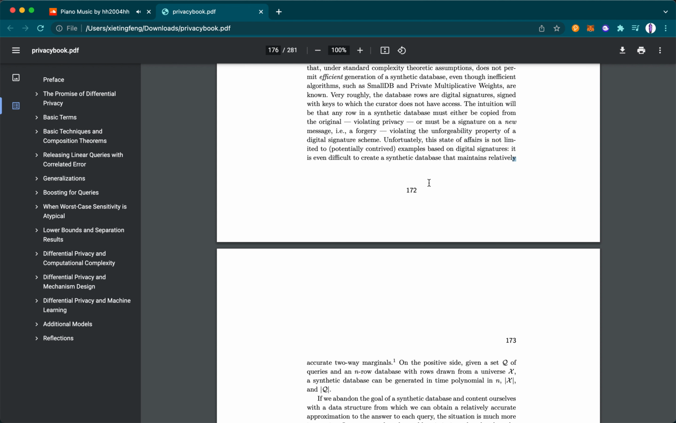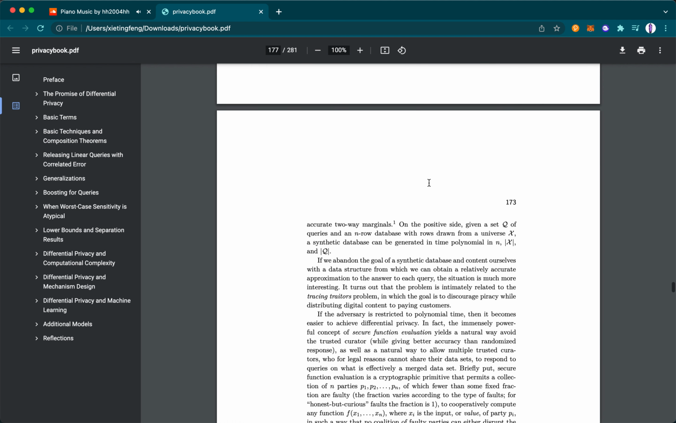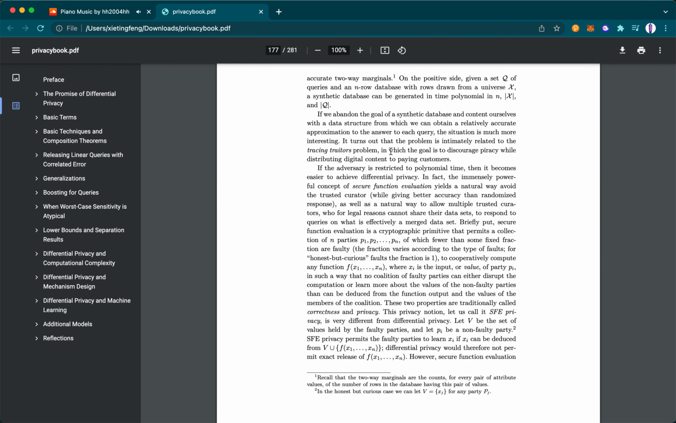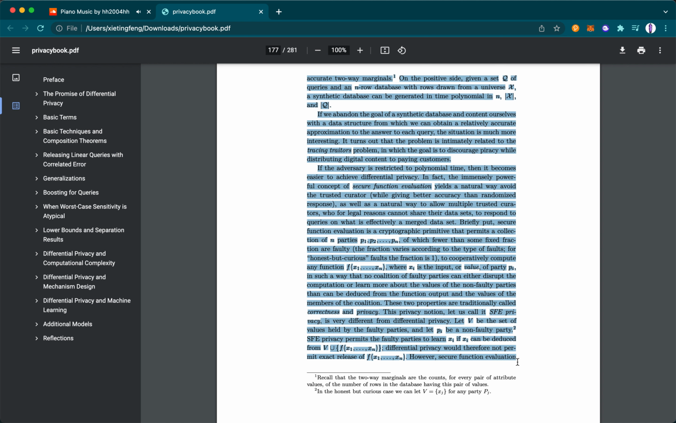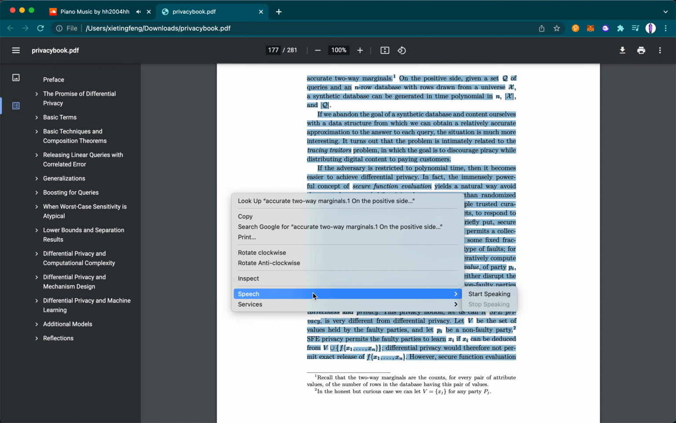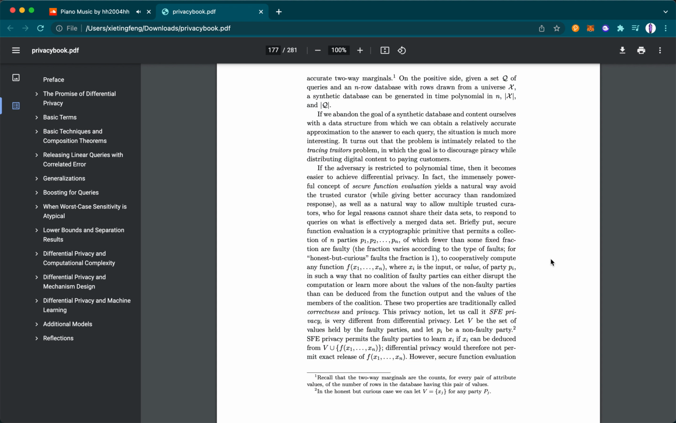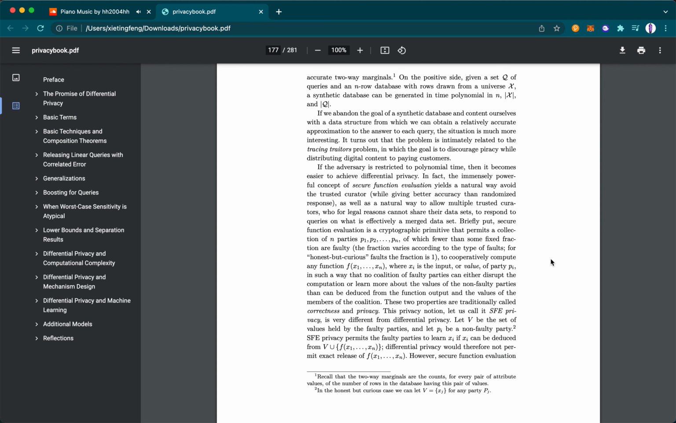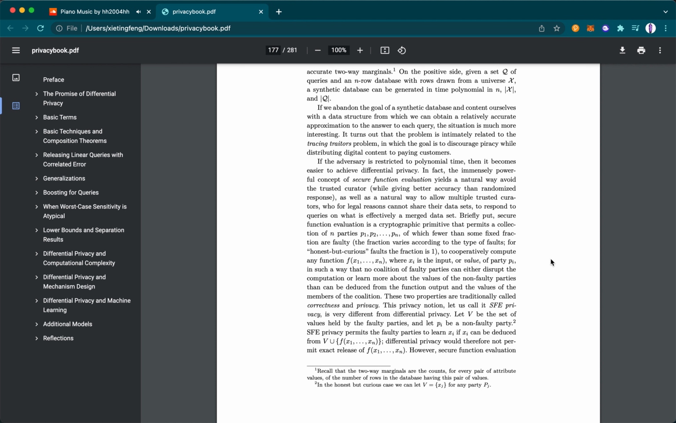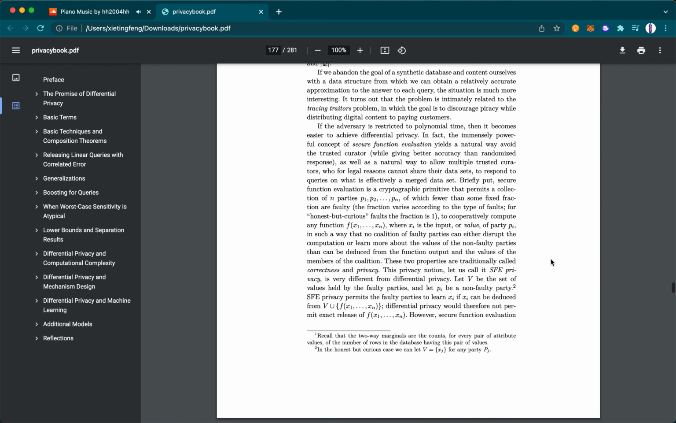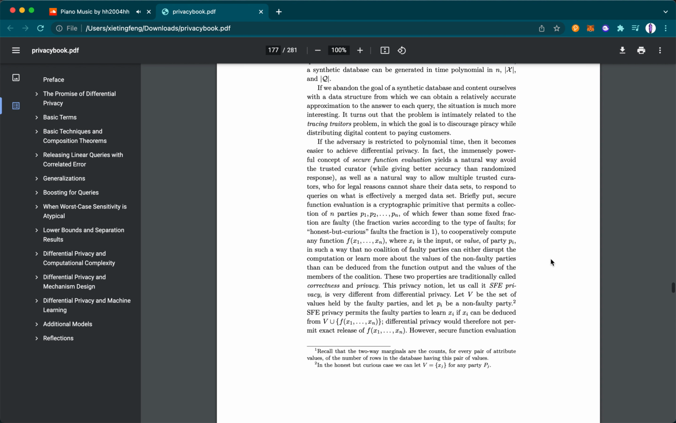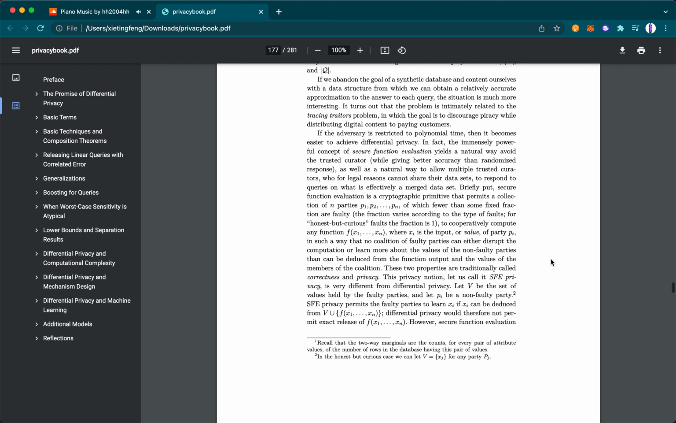It is even difficult to create a synthetic database that maintains relatively accurate two-way marginals. On the positive side, given a set Q of queries and an n-row database with rows drawn from a universe X, a synthetic database can be generated in time polynomial in n, |X|, and |Q|. If we abandon the goal of a synthetic database and content ourselves with a data structure from which we can obtain a relatively accurate approximation to the answer to each query, the situation is much more interesting.